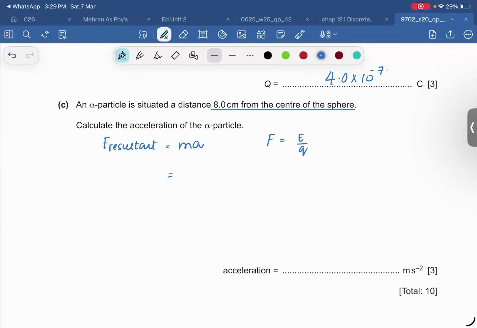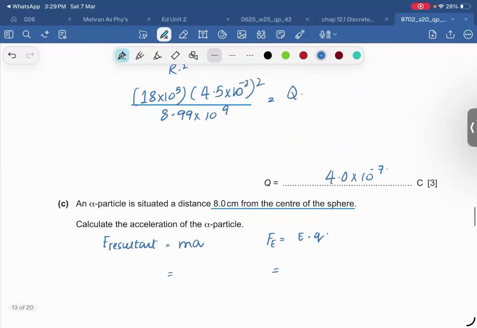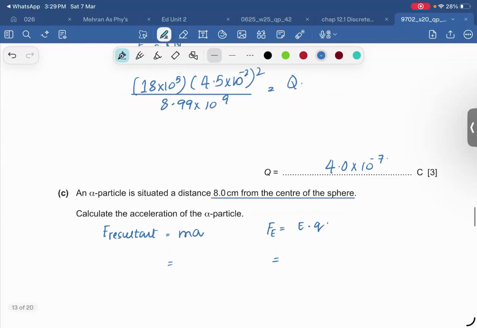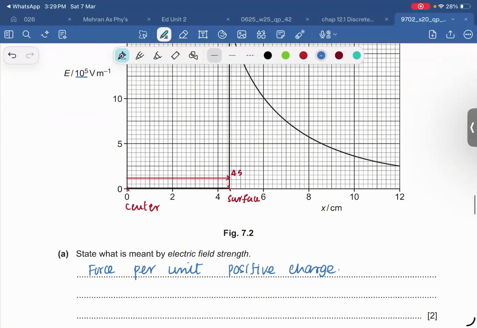The electric force is equal to the electric field times the charge. So the electric field is what we don't know. It is 8 centimeters, so we have to find out the electric field at the 8 centimeter. Okay. So it is right here.